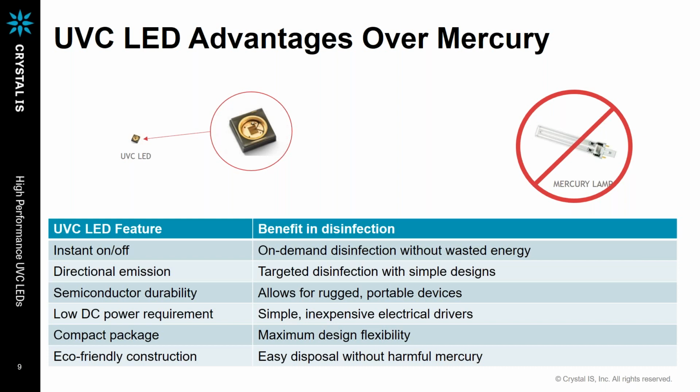So we are talking about a package with a size of 3.5 by 3.5 millimeters. Just to give you an idea, if you take a penny, you can very easily put 6 of these LEDs on that penny. So it gives you a thought process of how compact they are, and you can really get a lot of design flexibility with the LEDs. And these are eco-friendly constructions, so you don't have to worry about the disposal, especially compared with the Mercury lamps.